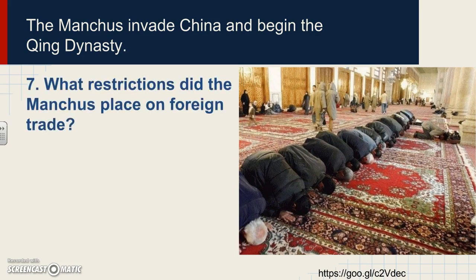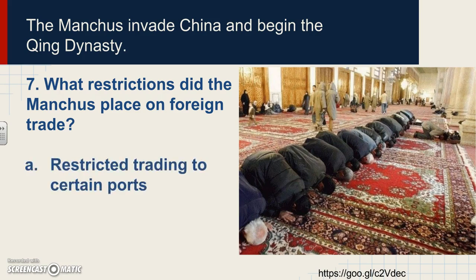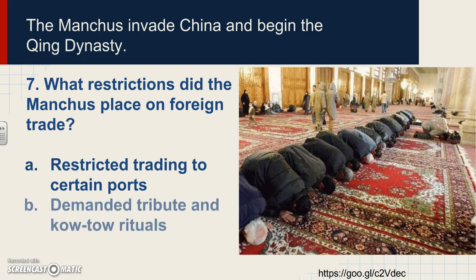The next question is, what restrictions did the Manchus place on foreign trade? Well, first of all, they restricted trading to certain ports. They wanted to make sure that it could only happen in certain places. They were kind of isolationists as well. Finally, they demanded tribute and kowtow rituals.